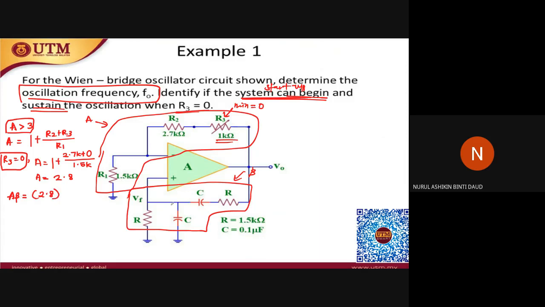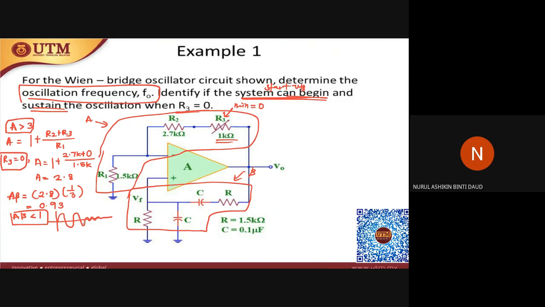So beta value is always 1/3, right? It's always 1/3. So you will get the value of A times beta as 0.93, which is lesser than 1. So what will happen to the oscillation signal? It will start and it will die. Okay, it will start and it will die like this, since A times beta is lesser than 1.